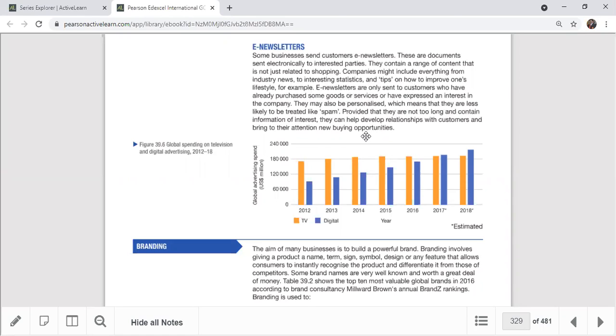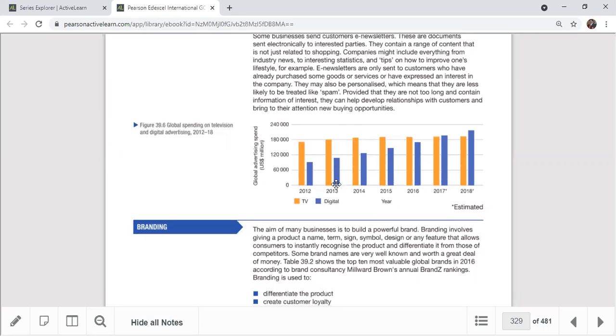Sometimes people are not even reading it. They call it spam. Why? Because sometimes junk mails are there. Sometimes they are sending just bulk emails, making a small newsletter and sending it like a leaflet. Some people delete it without reading, even without opening. That's a disadvantage because it's treated like spam. So provided they are not too long and contain information of interest, they can help develop relationships with customers and bring new buying opportunities to their attention.